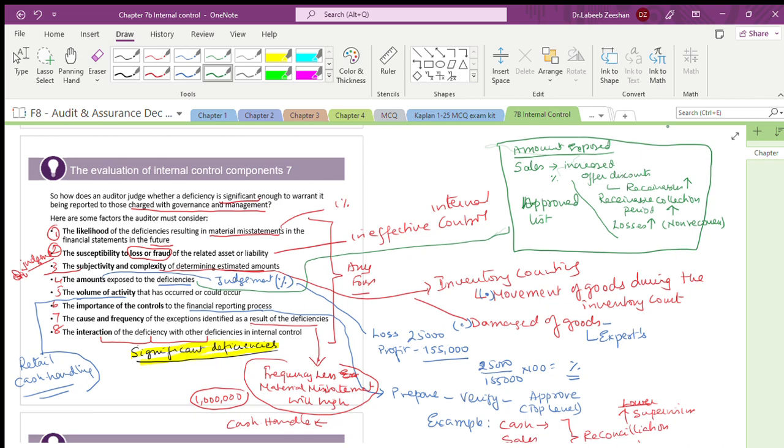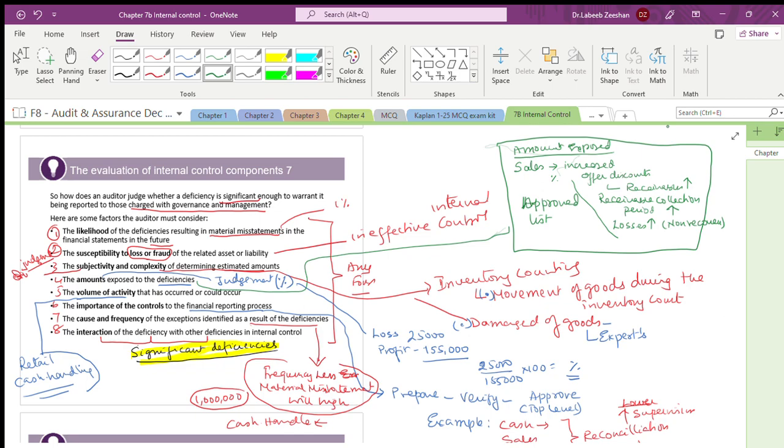Regarding point number 5, the volume of activity that has occurred or could occur. Is it the volume of activity? How much are the sales? When you say it's a volume of activity, I will take the same example: a retail business, not industry, retail business.